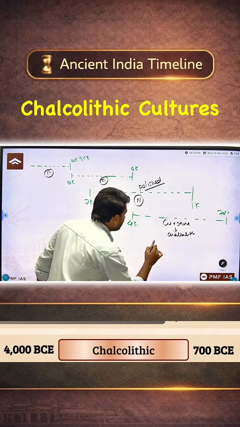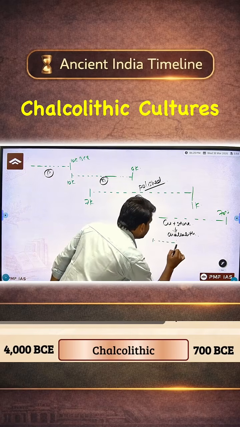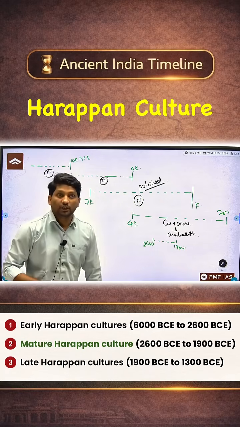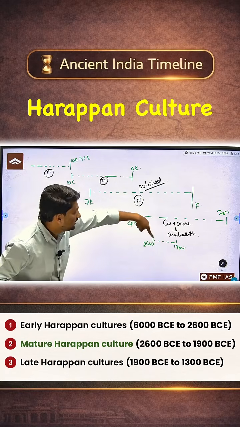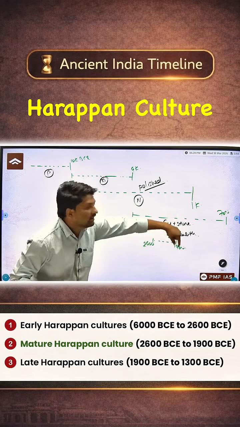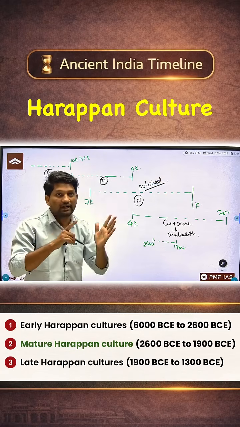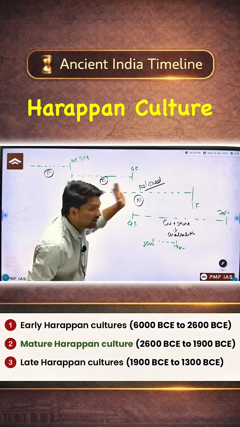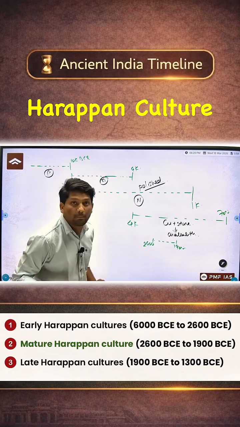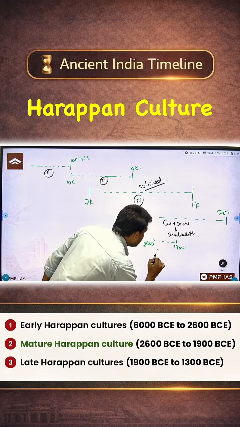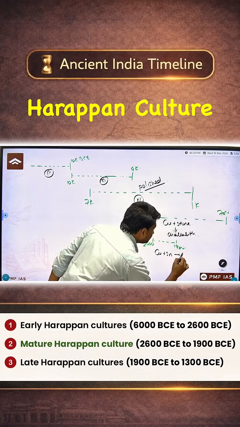At the same time, remember this time, from 2600 to 1900 BC. During this time, in some parts of India, people were still using polished stone tools. They did not start the use of copper. At the same time, in another part of India, people started using copper. At the same time, now in the northwest part of the Indian subcontinent, people started using bronze.